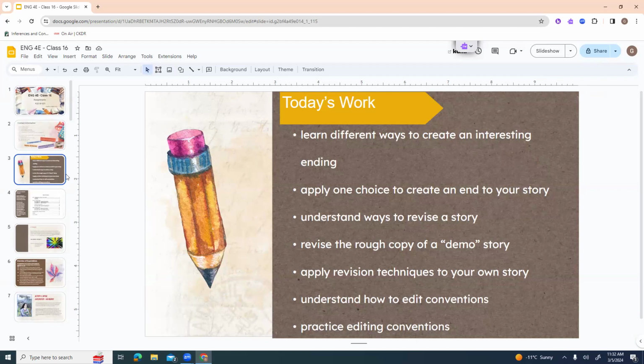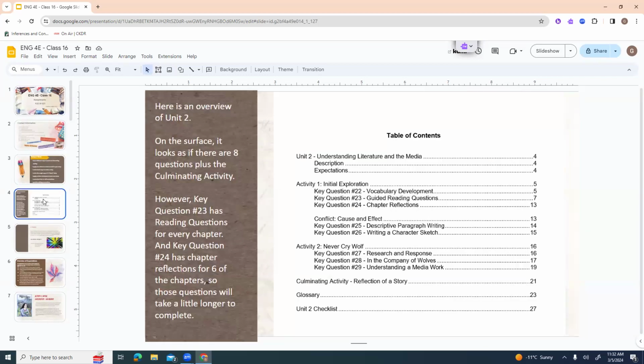All right, today's work. Oh, wait, that is not correct. Hang on. Okay, we're going to move on to here. This is an overview of Unit 2, which we're starting today. On the surface, it looks as if there are 8 questions plus a culminating activity. However, key question number 23 has reading questions for every chapter, and key question number 24 has chapter reflections for 6 of the chapters. So those questions are going to take a little bit longer to complete.